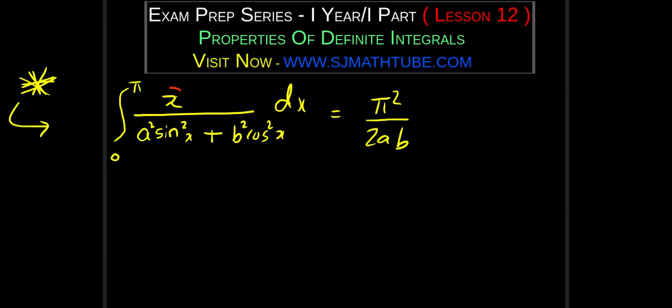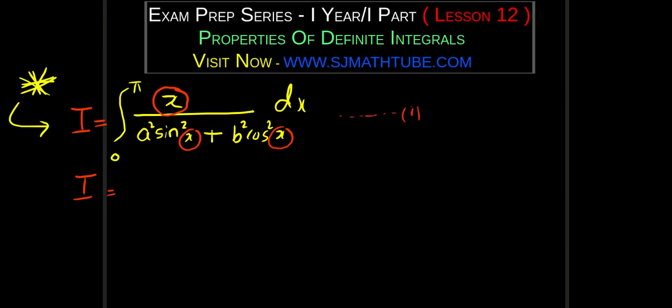So I'm sure you're familiar with questions like this. So let's start with the left side. So I'm going to give it a name and I'll erase this. So what's the first thing to do? As always, call it equation number 1. Now I'm going to replace x with pi minus x, and you know what's going to happen.